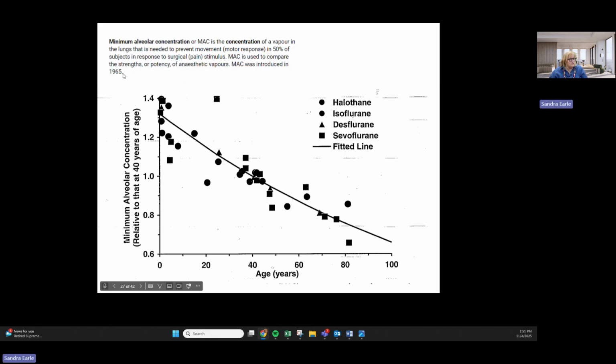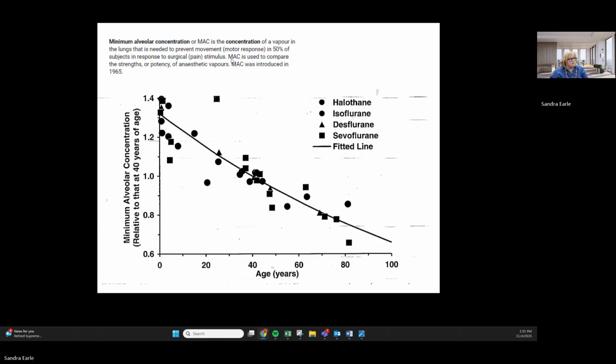All right, so this is some more data that shows that the minimum alveolar, I hope I don't have to say that again, concentration, or MAC, is the concentration that is needed in the lungs to prevent movement or motor response. So these are drugs that we give in anesthesia.